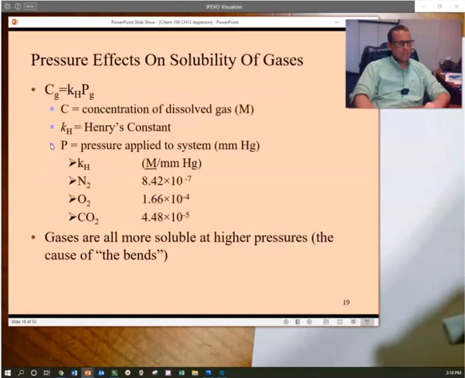Okay, so that's a good place to stop. Next time we'll talk about how we can actually do some math to determine how much gas can specifically dissolve into a given solvent.